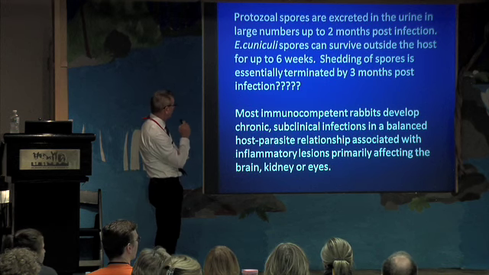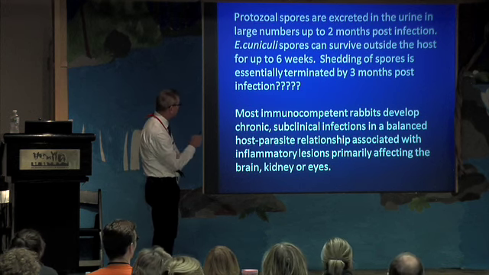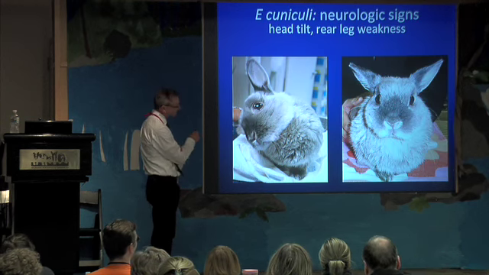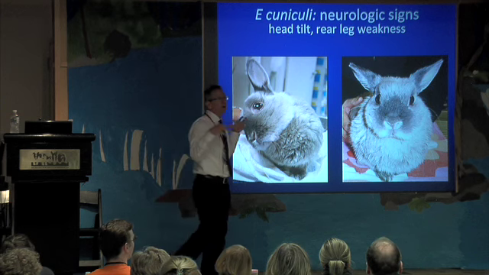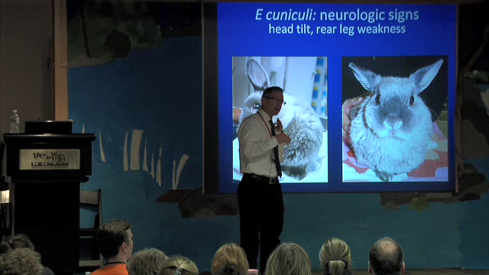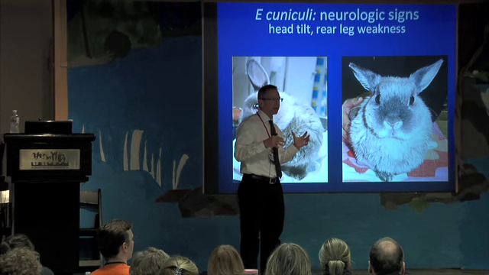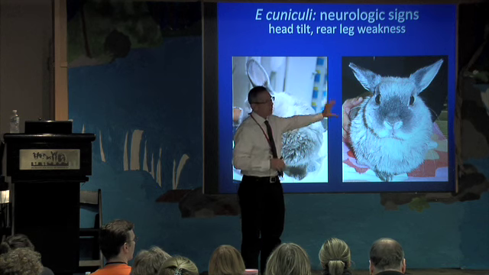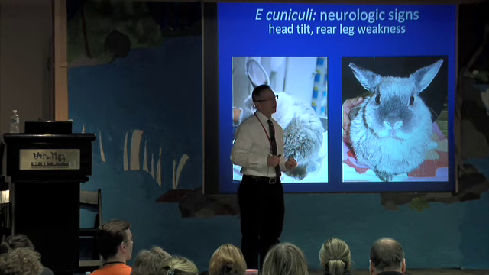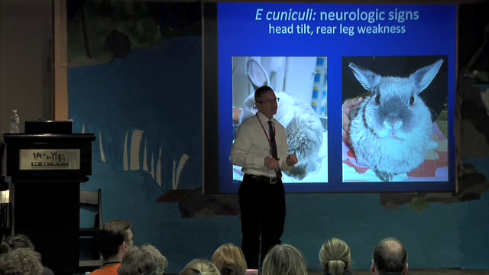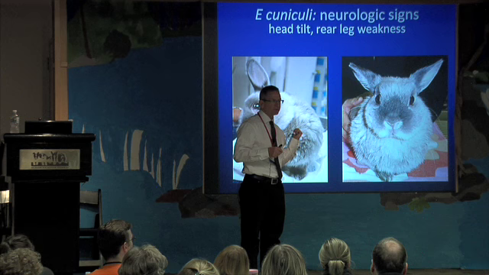So most immunocompetent rabbits develop chronic subclinical infections in a balanced host-parasite relationship. Again, they can get into the nervous system. The body walls them off, and in the brain or the kidneys or other areas, the eyes, they can cause cataracts. The body keeps them in that state of walled offness, and they're not causing a problem. Then the immune system is stressed from age or disease, and they break out and cause inflammation, cause these diseases.